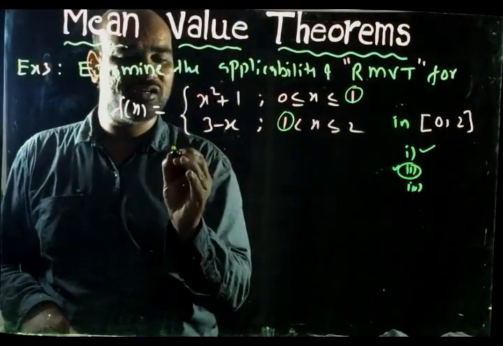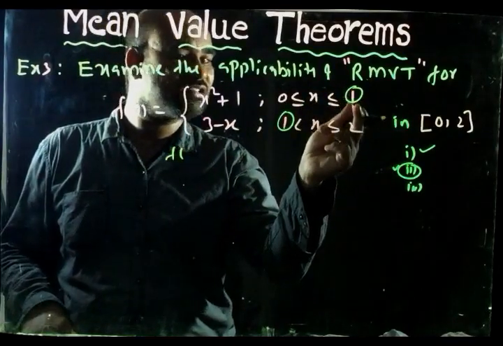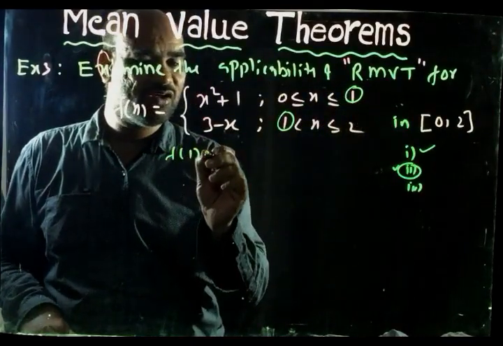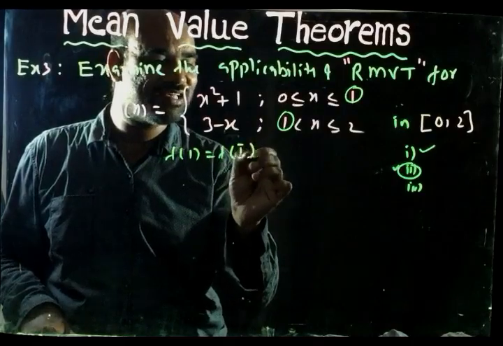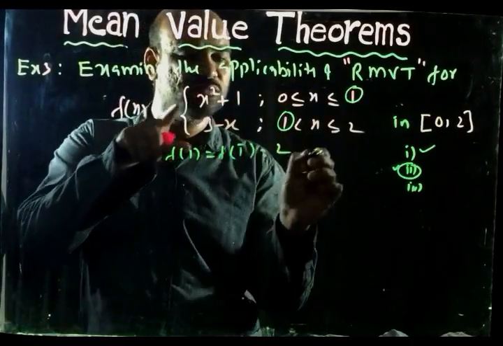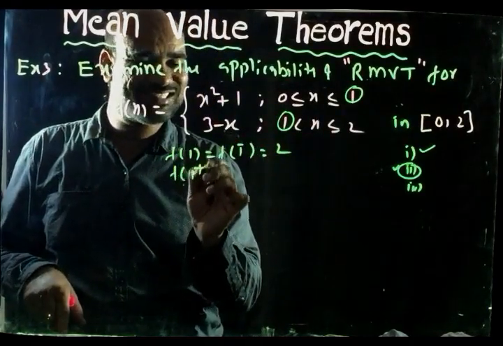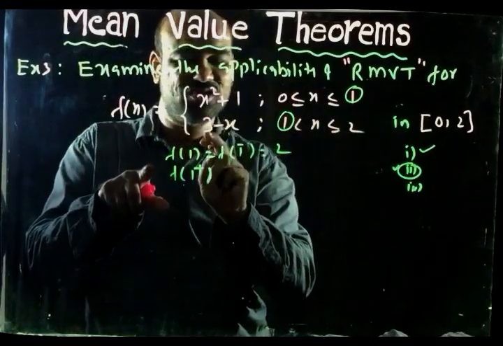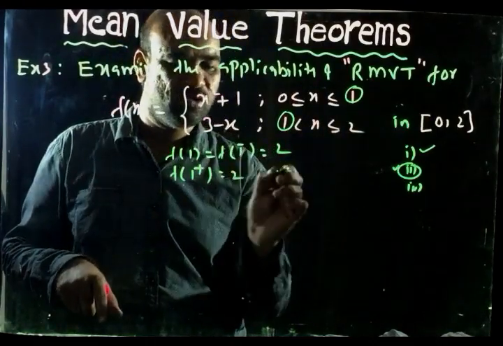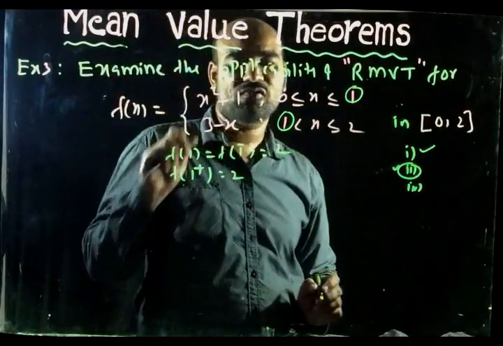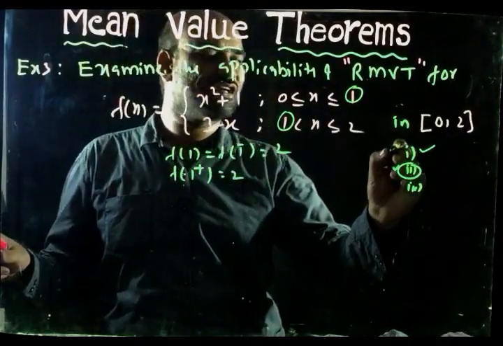So how can you check? f of 1 minus, f of 1 plus. f of 1 minus equal to 2. f of 1 plus equal to 3 minus 1, that is also 2. Automatically, the total function is continuous, meaning the first condition is satisfied.